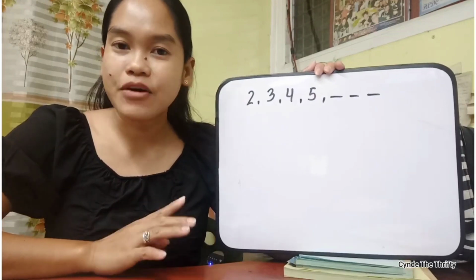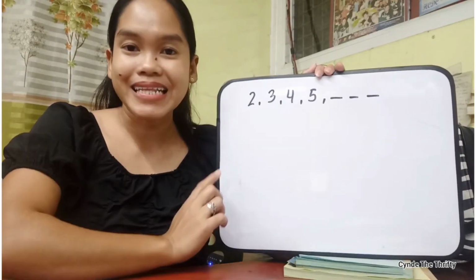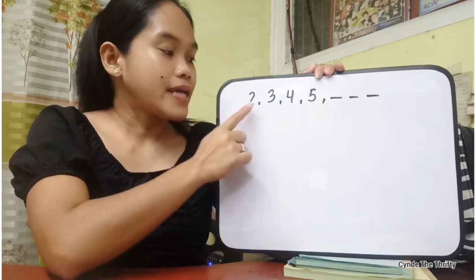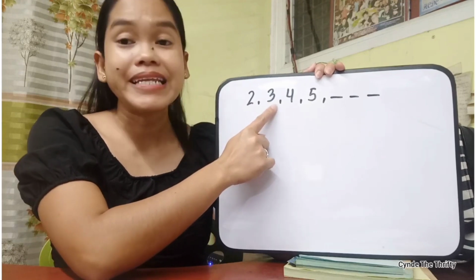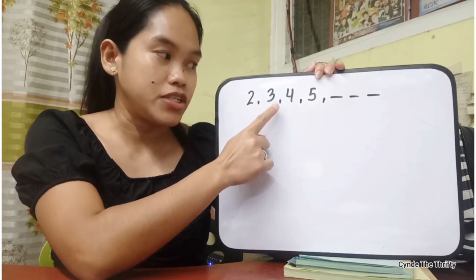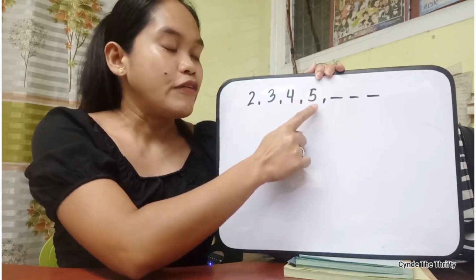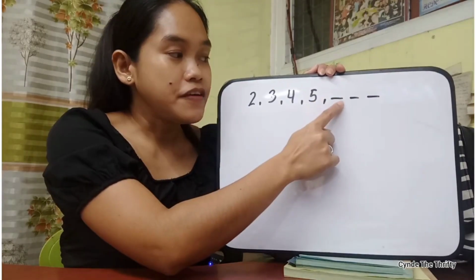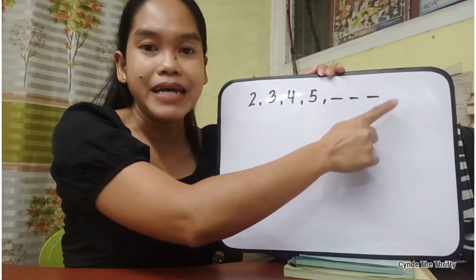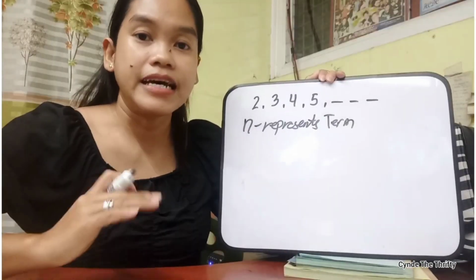Each number in a sequence is called term. So, bawat number sa sequence natin is tinatawag siyang term. So, for example, ang 2, tinatawag natin itong first term. Ang 3, tinatawag nating second term since pangalawa siya. Ang 4 is tinatawag nating third term kasi pangatlo siya. Ang 5 is tinatawag nating fourth term. Ito yung ating fifth term, sixth term, seventh term, and so on and so forth. So, si n is nagre-represent siya ni term.